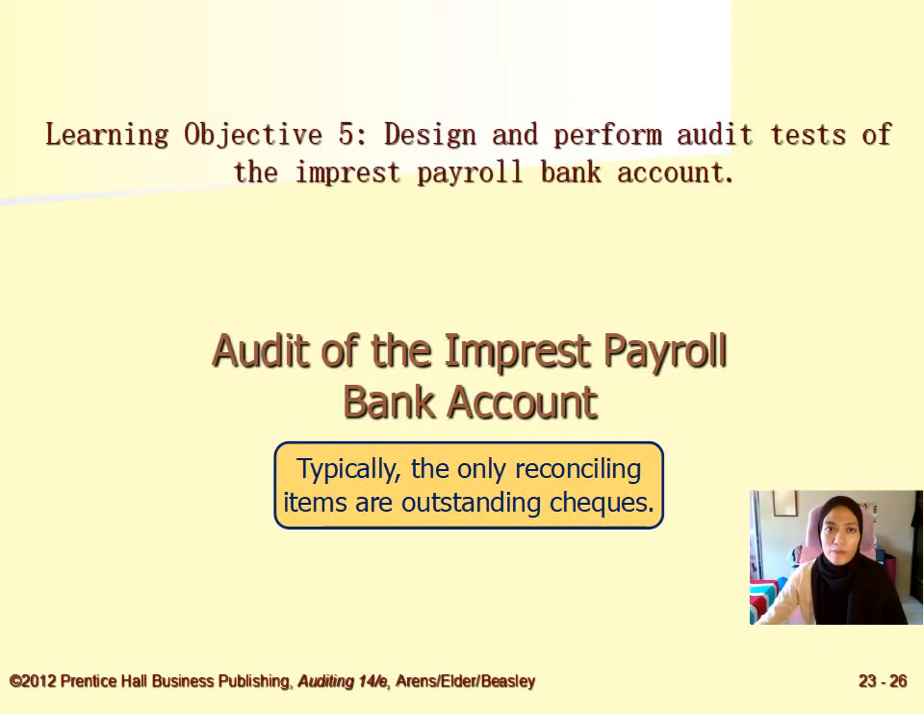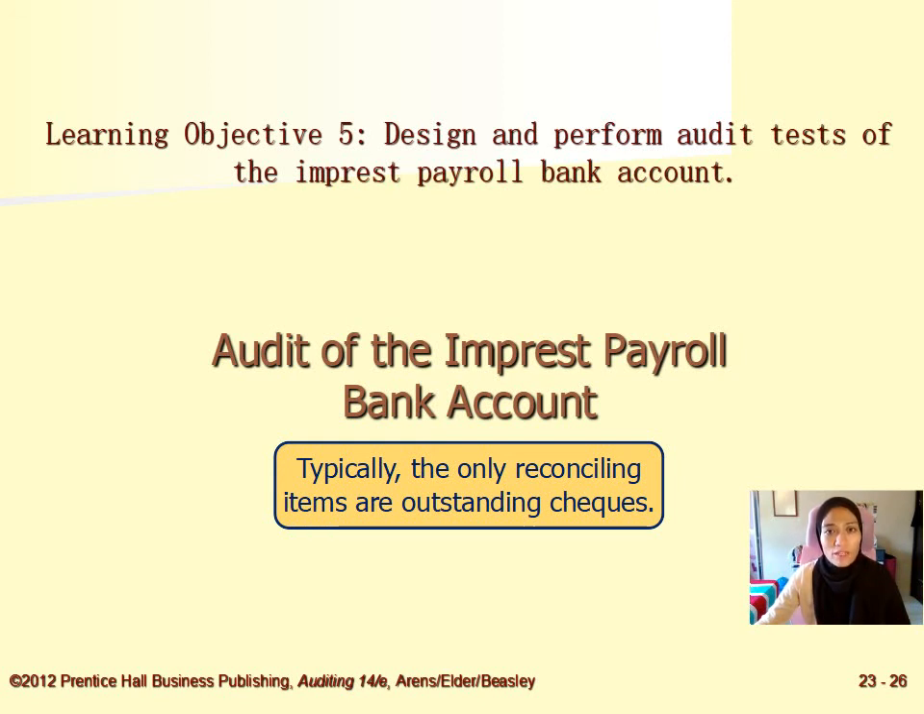Okay, next I'm going to explain regarding learning objective 5 of this chapter, which is to design and perform audit tests of the imprest payroll bank account. Imprest is a fund used by a business for small items of expenditure and restored to a fixed amount periodically. Tests of payroll bank reconciliation should take only a few minutes if there is an imprest payroll account and an independent reconciliation of the bank account, such as that described for the general account.